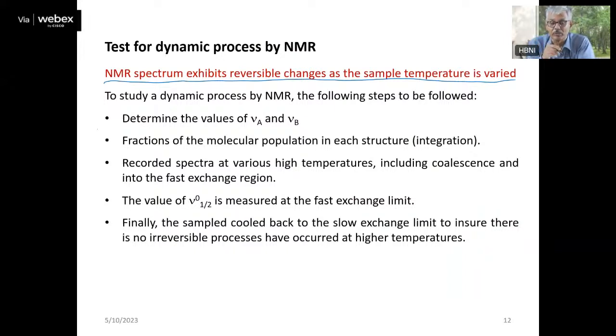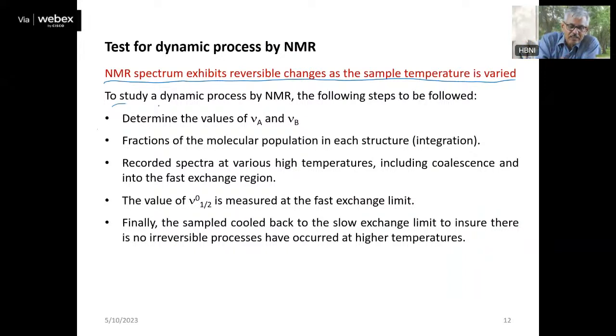But suppose you have increased the temperature, and then when you are reducing the temperature, you are not able to see the same thing. Probably some reaction must have happened. So that's why you have to look in both directions. When you do this experiment, you first increase the temperature incrementally, let's say by 5 degrees or 10 degrees, and then you record the spectra. Then you cool the sample and see whether you are getting back the same thing that you saw with increasing temperature.